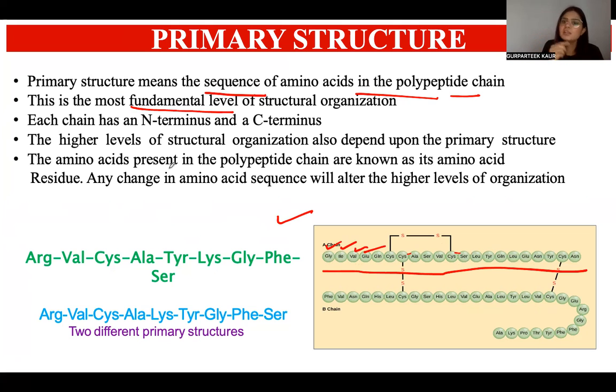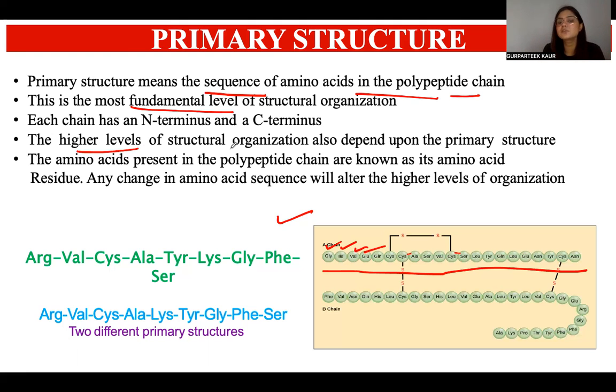And each chain has an N terminus and a C terminus. What do you mean by N terminus? You know that the amino acids have two groups. One is the amino group and one is the carboxylic acid group. So on one end of the chain where the amino group is exposed, where the amino group is free, that is known as the N terminus. And the other side where the carboxylic end is exposed, that is the C terminus.